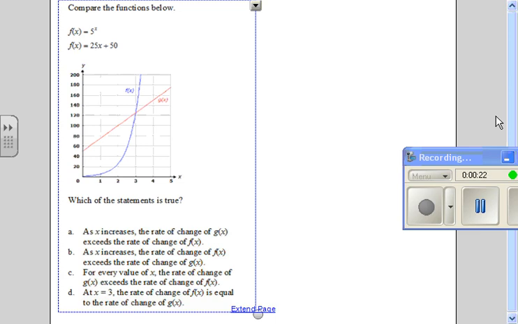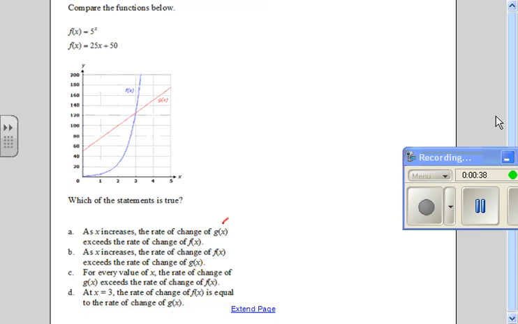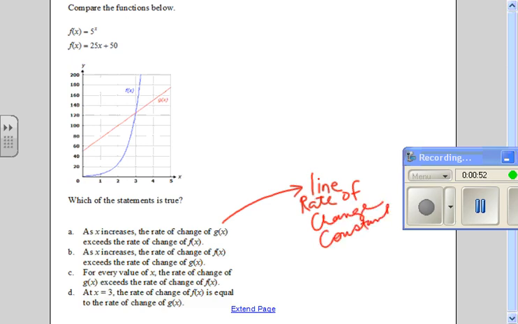It wants to compare a linear and an exponential, and it wants to know which of the statements is true. As x increases, does the rate of change of g of x begin to exceed the rate of change of f of x? Okay, that's not true. Let me tell you why. G of x is the line, and the whole part of being a line is the rate of change never changes. Rate of change is constant, meaning that the slope doesn't change. Okay, well, let's just move on.